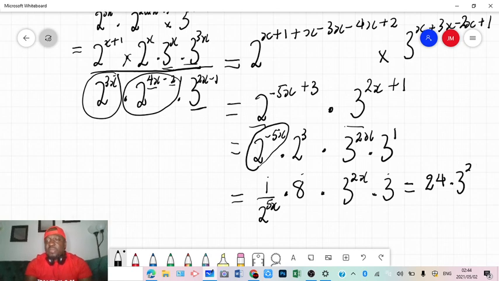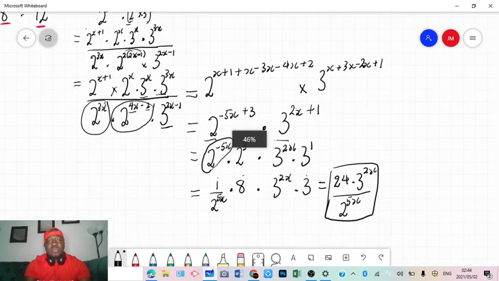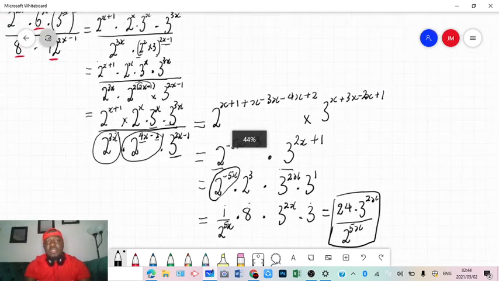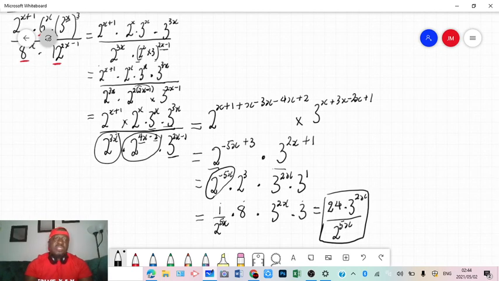times 3 to the power 2x, all divided by 2 to the power 5x. Now, as we stand, we don't have any bases that are the same. You don't have a number at the denominator that will cancel 24. So you will leave your answer at this point as the simplest form. And I hope you did grasp all the steps that I followed in simplifying this question.